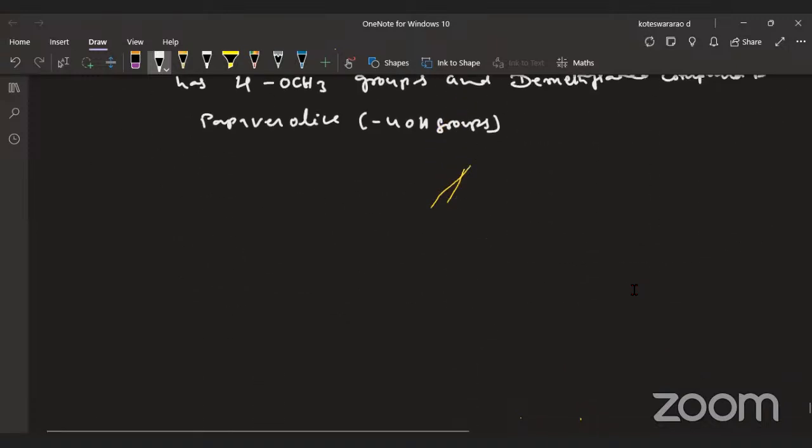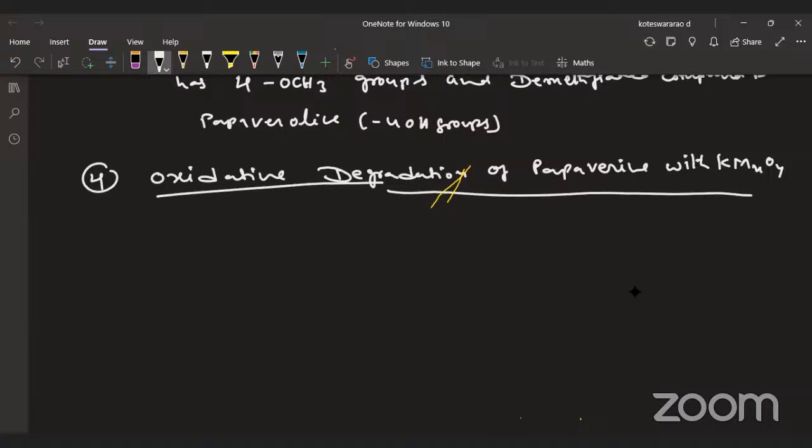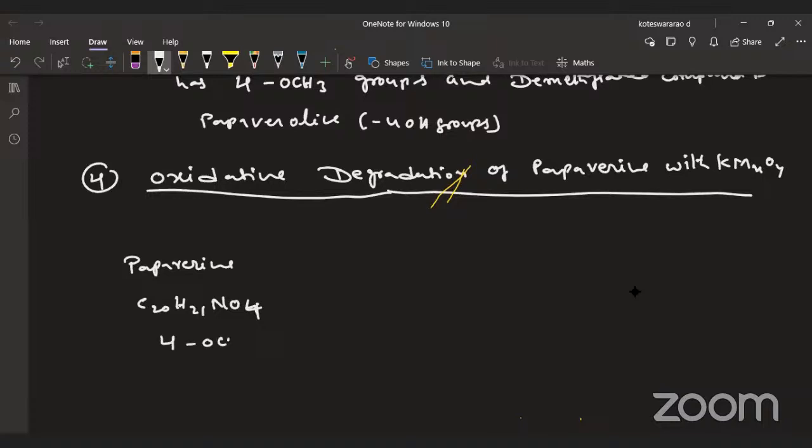Next, fourth one: oxidative degradation of papaverine with KMnO4. You take the papaverine, C20H21NO4. From the above data, it has 4 OCH3 groups and 1 tertiary nitrogen.